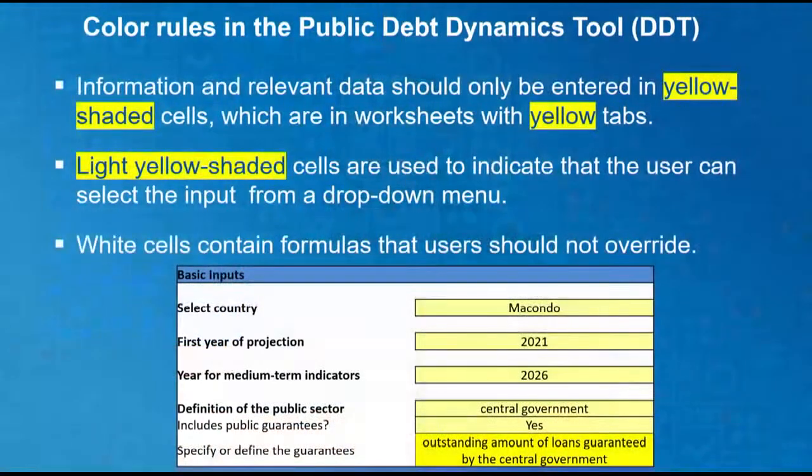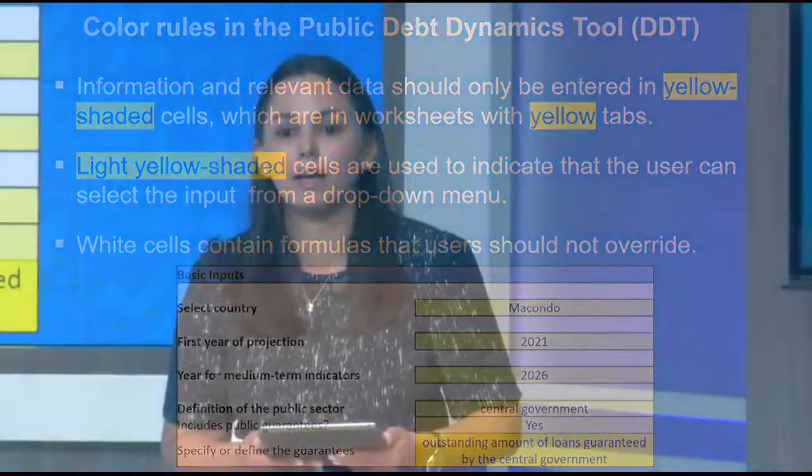To work with the DDT, we need to input data for all the variables in these equations. The DDT also follows some color rules to make your work easier. Information and relevant data should only be entered in yellow shaded cells, which are located in the yellow tabs. Light yellow shaded cells implies that the user can select options from a drop-down menu, while the white cells contain formulas that the users cannot override. To do this, you select the basic information in the basic input section of the DDT input data sheet.